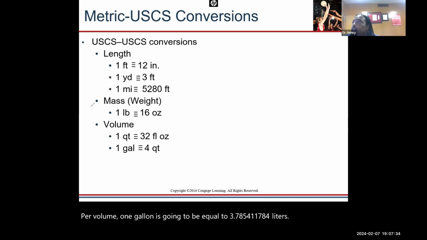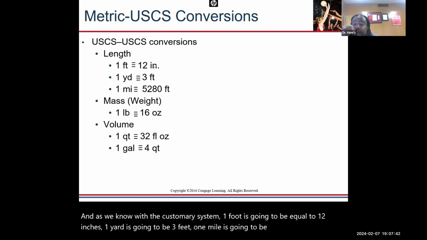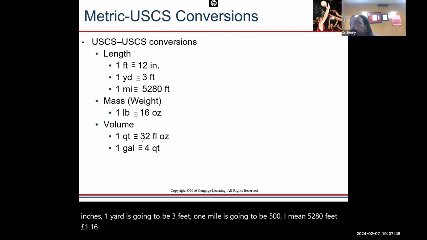And as we know, with the customary system, 1 foot is equal to 12 inches. 1 yard is 3 feet. 1 mile is 5,280 feet. 1 pound is 16 ounces. 1 quart is 32 fluid ounces. 1 gallon is 4 quarts.